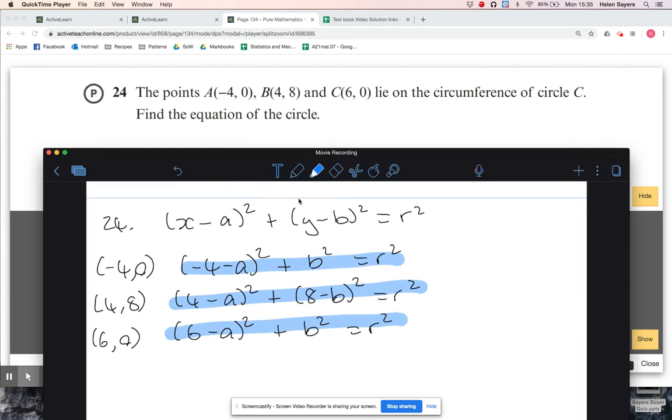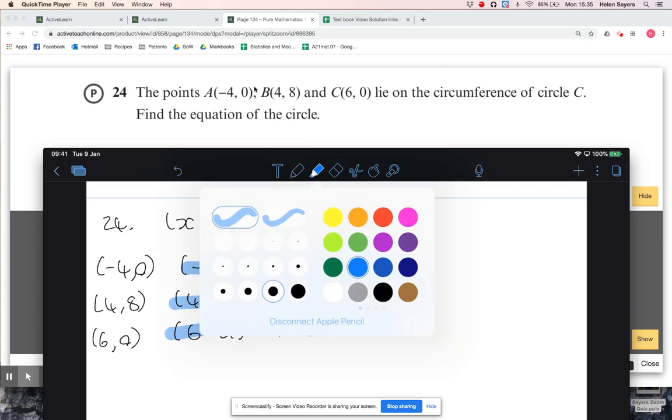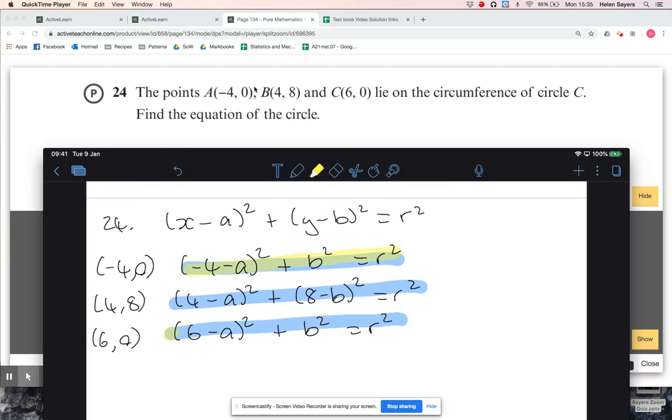I now just need to think about the nicest way to solve it. And one good thing about how they've structured this question is the fact that they've given me 2 coordinates where y is 0. So I am going to start using those, because even if I hadn't spotted that, I would be thinking they look the simplest. And I certainly don't want to start square rooting things. So what I'm going to do is say, well, look, they both equal r squared. So that means I can just put them equal to each other.